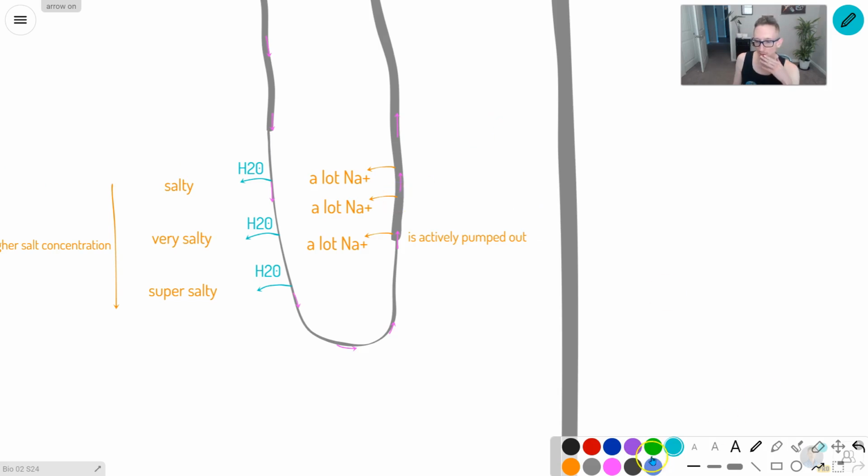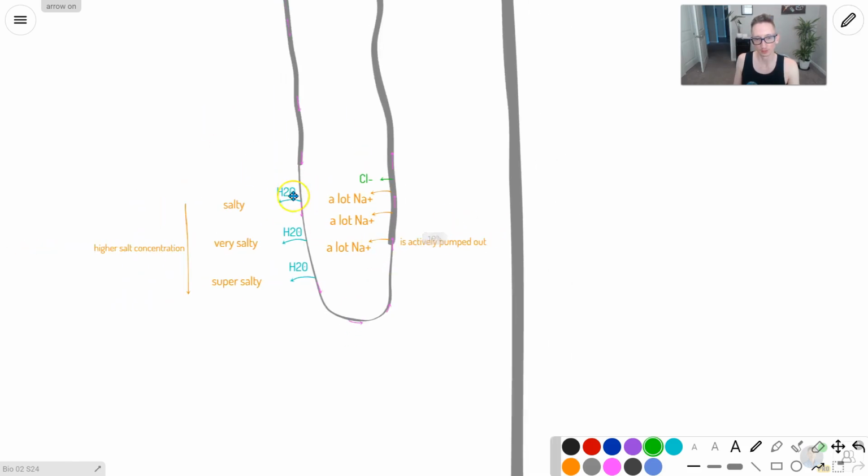All right, and chlorine will also be leaving here. Let's see. I don't want to make it too confusing. I'll just put it up here. Cl minus will also be leaving. Okay? So, this part here is permeable to water. This part is actively pumping out salt to allow this water to come out and chase it. Okay?